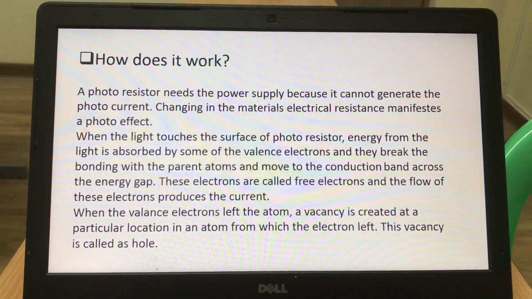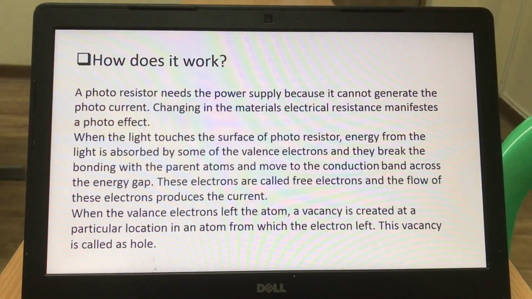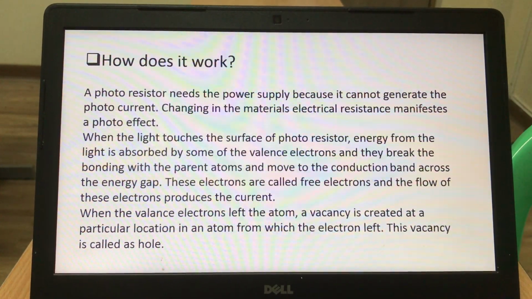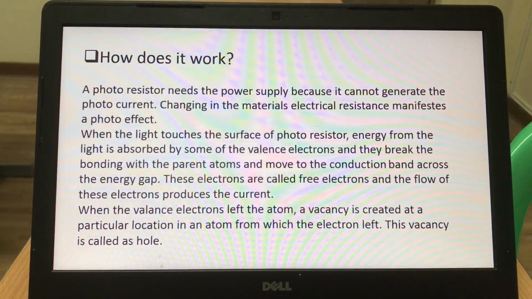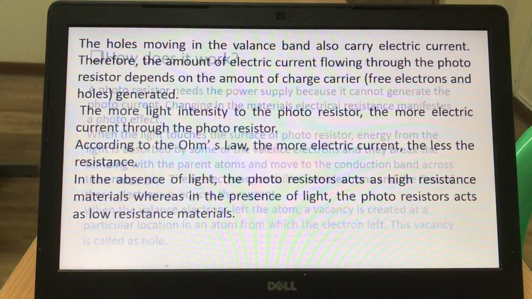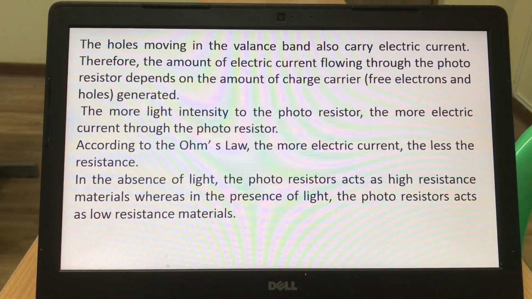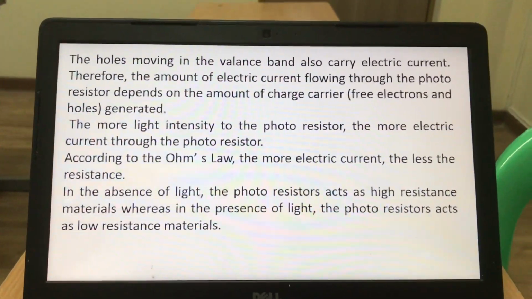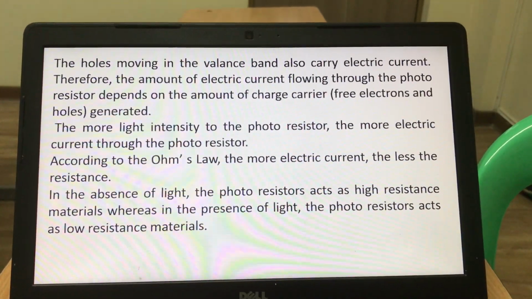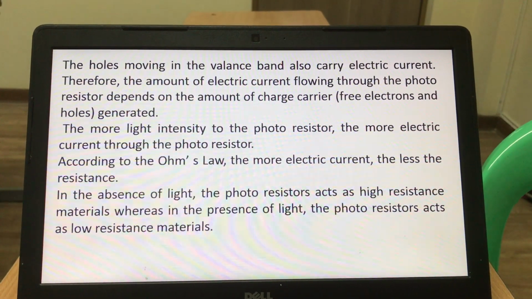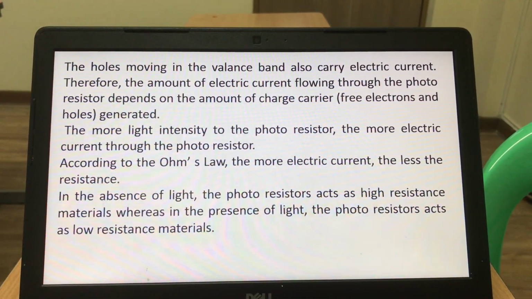When the valence electron leaves the atom, a vacancy is created at the particular location in the atom from which the electron left. This vacancy is called a hole. The holes moving in the valence band also carry electric current. Therefore, the amount of electric current flowing through the photoresistor depends on the amount of charge carriers, free electrons and holes, generated.